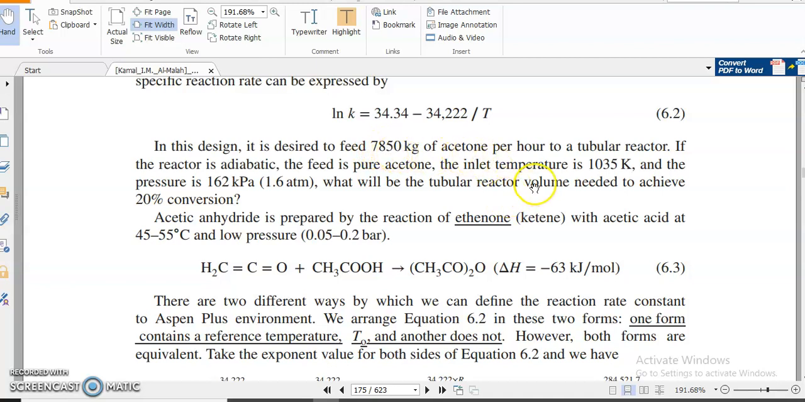7,850 kg of acetone per hour into the tubular reactor, a plug-flow reactor. The reactor is adiabatic and the feed is pure acetone, there is nothing except acetone in the feed, and the inlet temperature is 1035 Kelvin and the pressure is 162 kilopascal. That means 1.6 atmosphere.